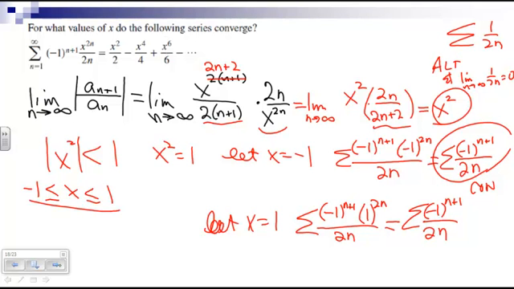So I say the answer can be made better by saying it is convergent all the way from -1 to +1. Right? Yes?